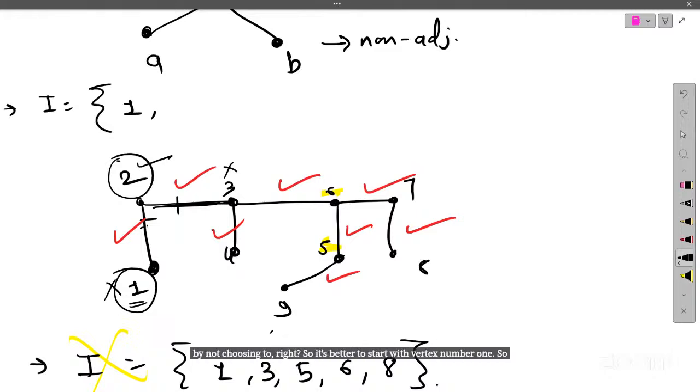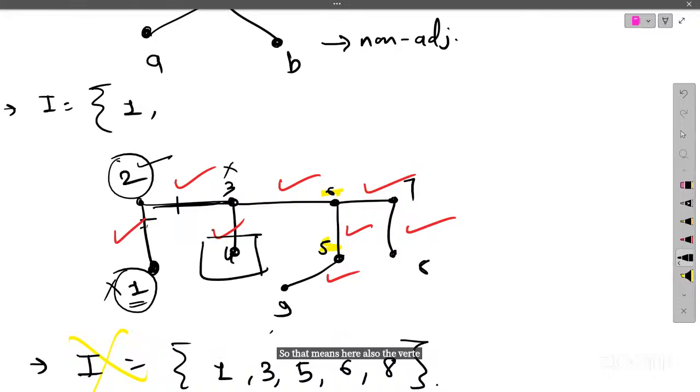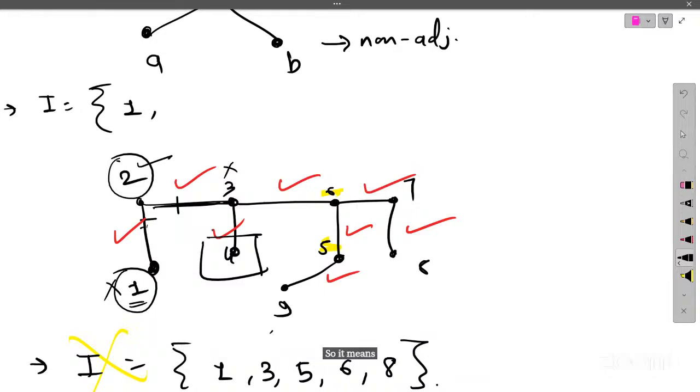So if I choose vertex number 1, then I cannot choose vertex number 2. Similarly here, if I choose vertex number 3, I cannot choose vertex number 4 or vertex number 6. But if I choose vertex number 4, I cannot choose only vertex number 3. So if I choose vertex number 4, I discard only one vertex, which means I still have other vertices. It's possible I can take 6 also. So it's better to choose 4 among 3 and 4. That's our strategy. You have to think about all those vertices whose choice will discard the minimum number of vertices.